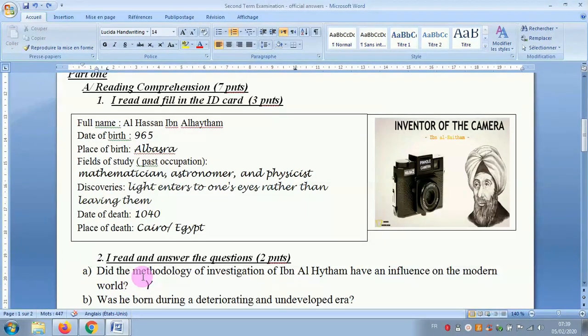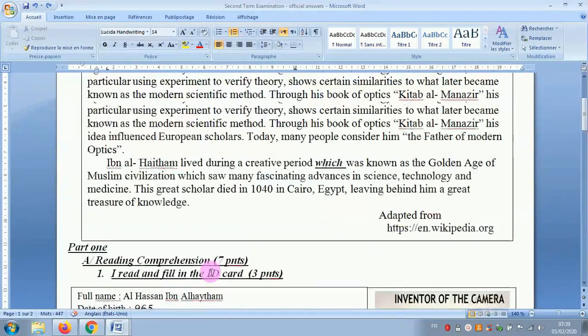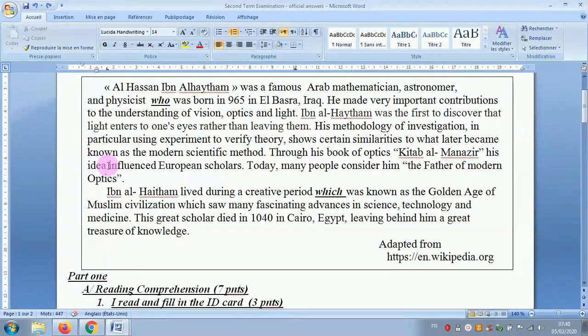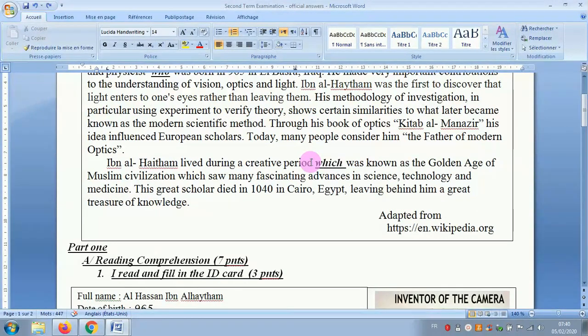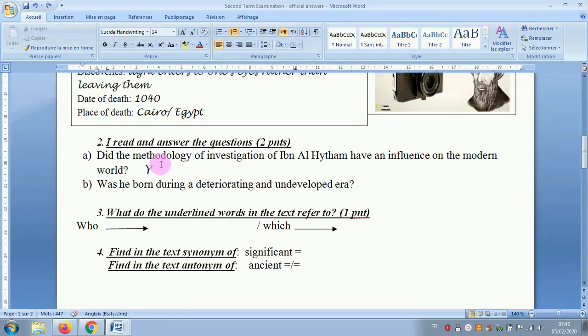Did the methodology of investigation of Ibn al-Haytham have an influence on the modern world? هل كان عندها تأثير على العالم الحديث؟ Of course, قلنا في التكست his ideas influenced European scholars. Today many people consider him the father of optics. So yes, it did. Was he born during a deteriorating and undeveloped period? قلنا he was born during the golden age of Muslim civilization. So no, he was not.